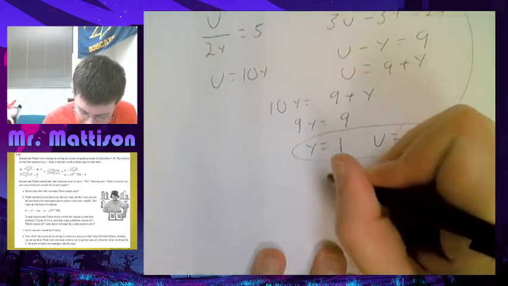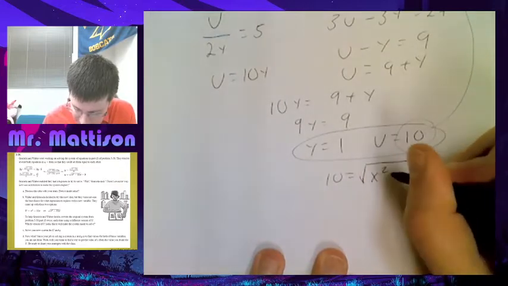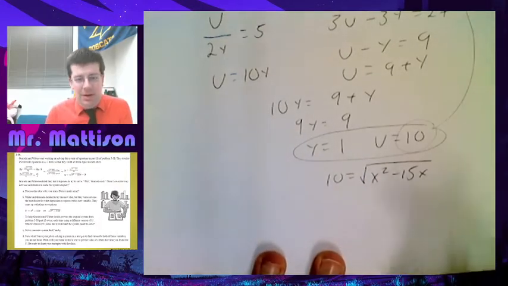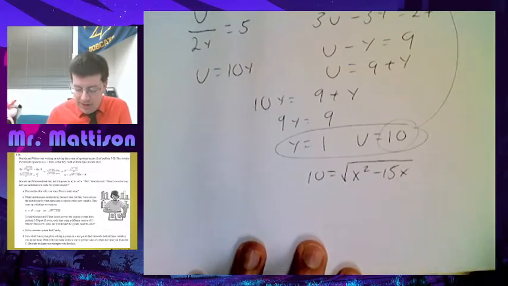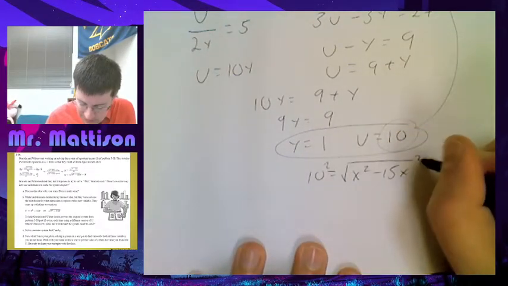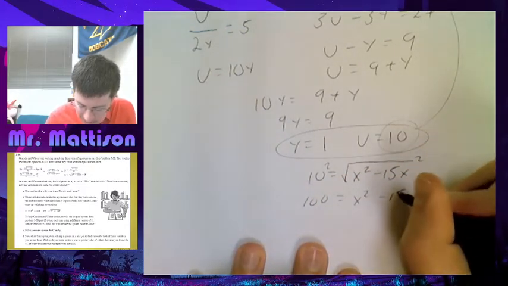So 10 equals the square root of x squared minus 15x. Now go ahead, pause the video again, solve this for x, see what you can do. Alright, so the first thing that we want to do is square both sides. I get 100 equals x squared minus 15x.